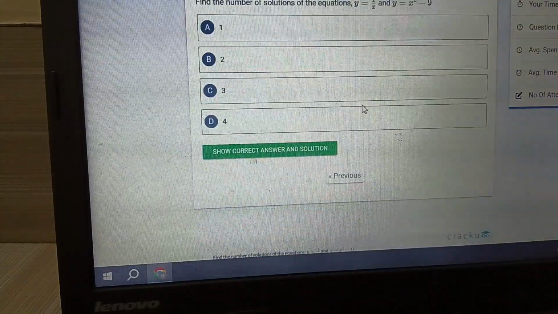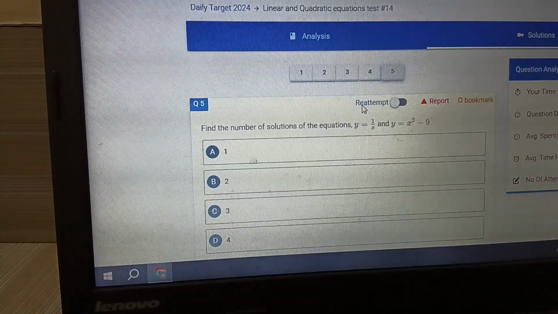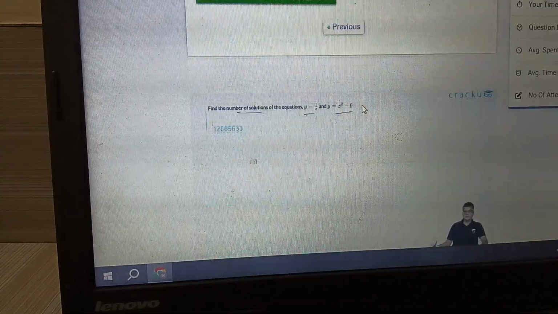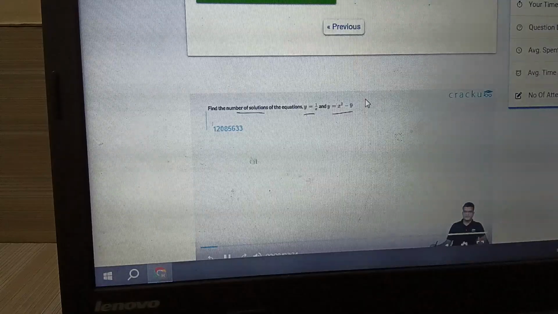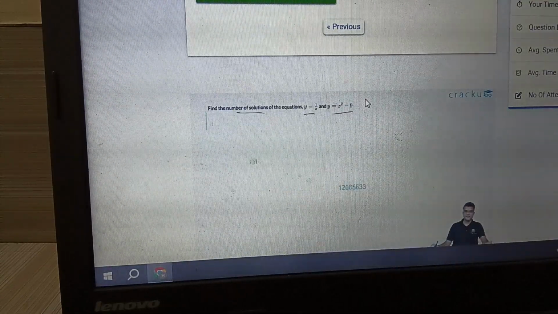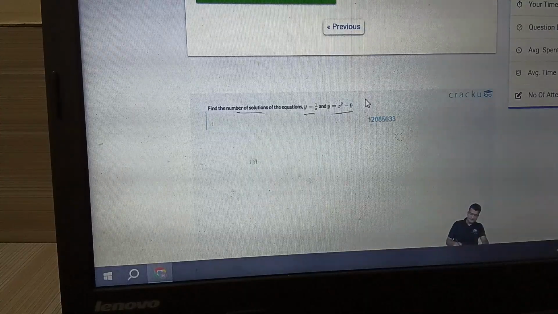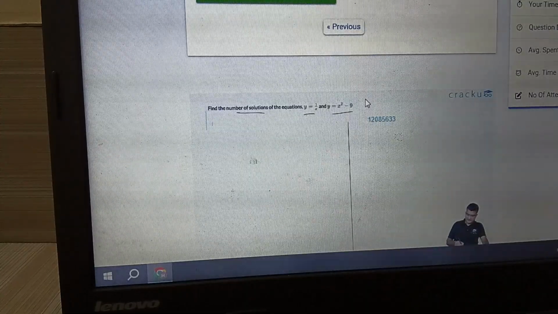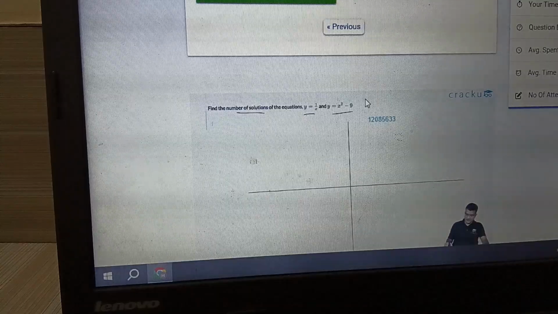In this question, we are required to find the number of solutions of the equation y is equal to 1 by x and y is equal to x square minus 9. So to solve these kind of questions where we are given two functions and required to find out how many places they actually intersect, it is very useful and very easy to actually draw both the graphs. In this particular case, both the graphs are quite straightforward.